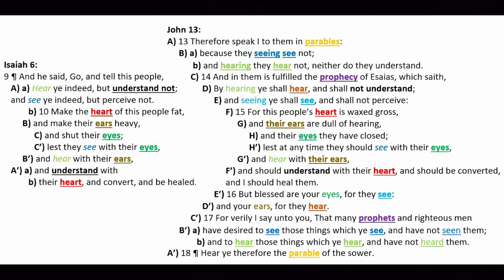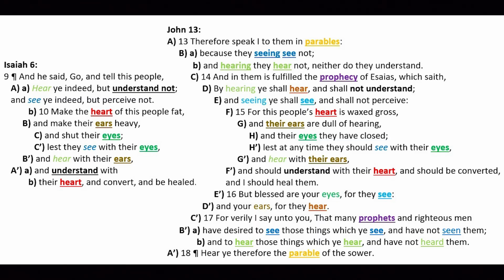So eyes see, and up above, seeing ye shall see. Those are two statements of matched terms, and notice the reverse order. Up above, you have D of hearing and then E of seeing, and down below, E prime is about eyes and seeing, and then the D prime, your ears and hearing. So you can see those concepts are reversed, which is good chiasmus structure.